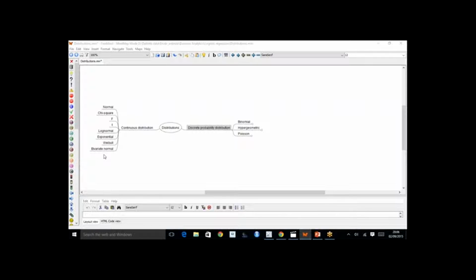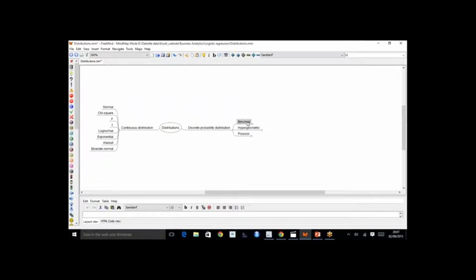We are not going to do a deep dive into each of these continuous distributions. However, we're going to discuss these three discrete probability distributions. We have binomial, we have hypergeometric, and Poisson. These are the three discrete probability distributions which we have. And we're going to discuss Poisson and negative binomial as part of this session.